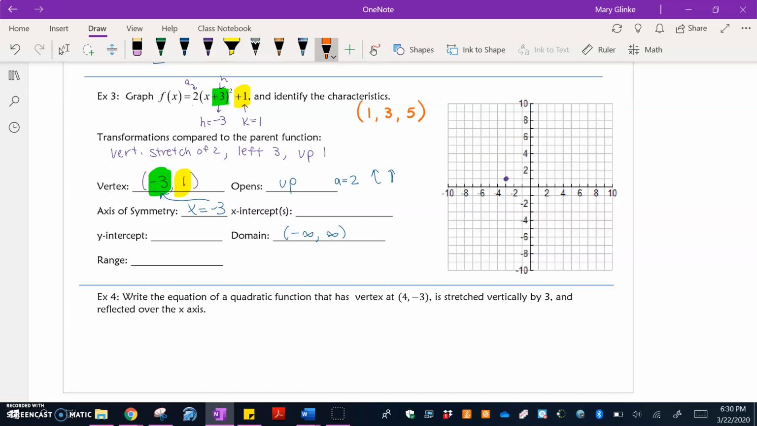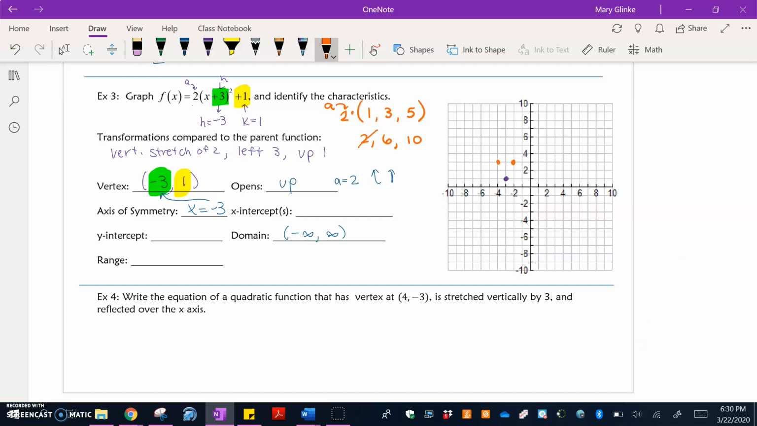What we're going to do is multiply that by our A value. Now our A value for this one was 2, and that's what stretched everything vertically by 2. So my new numbers here are 2, 6, and 10. Now what that means is from my vertex, I'm still going to go over 1, but instead of going up 1 initially, I'm going to go over 1 and up 2 initially. I've done the 2 part.